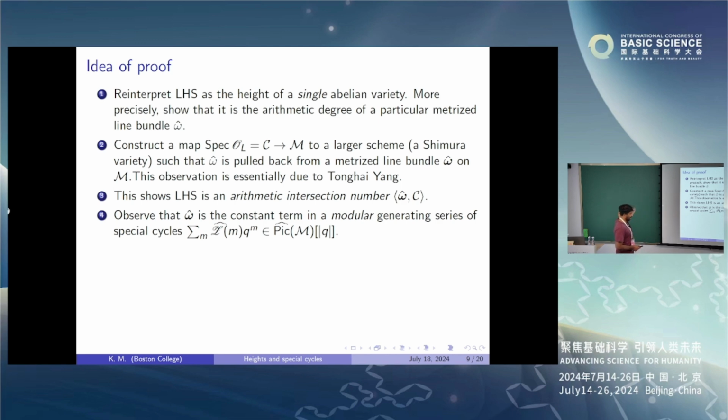These arithmetic special cycles form a q-series valued in the arithmetic Picard group of M. I didn't explain what a metrized line bundle is on a general scheme over a number field, but it's essentially the same definition as for O_L. You're just introducing continuous families of metrics over each of its complex fibers. But in any case, you have this modular generating series of special cycles where this omega hat is the constant term.